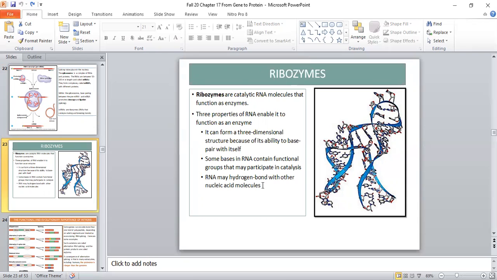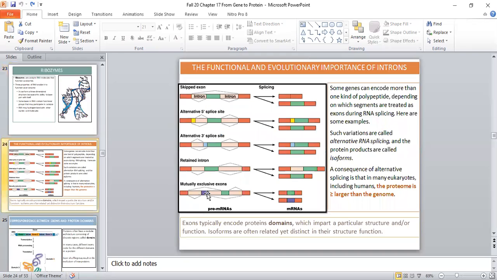Now, next thing is again a different and difficult thing. Look, the function and evolutionary importance of introns. Now, what is happening? For example, we have in this one a skipped exon, yes? From here to here, the exon is skipped. So it can make like this. This is interesting. Please make note of this thing. This is very important.